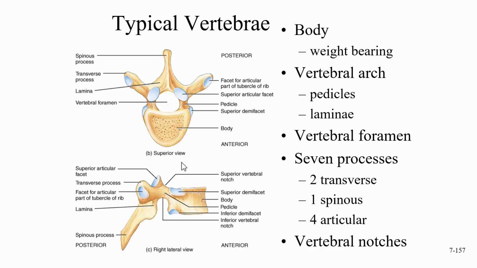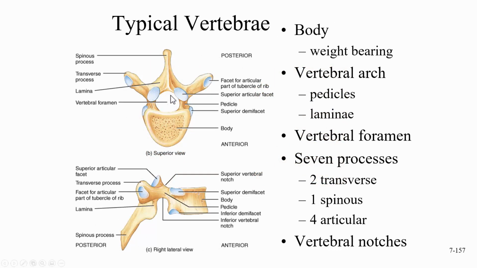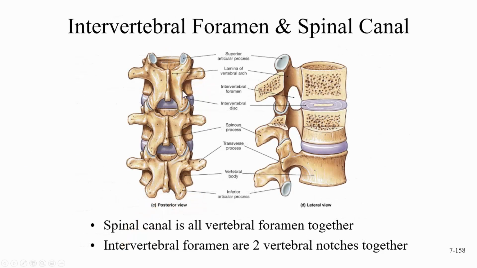And then we're going to have 2 notches. We're going to have a superior vertebral notch and an inferior vertebral notch. Okay, now when we stack the vertebrae together, we're going to change some names a little bit. Remember the vertebral foramen? Let's go back and take a look. Here's the vertebral foramen. When we stack the vertebrae together, we wind up with a vertebral canal. Okay, and the vertebral canal is where the spinal cord lives.